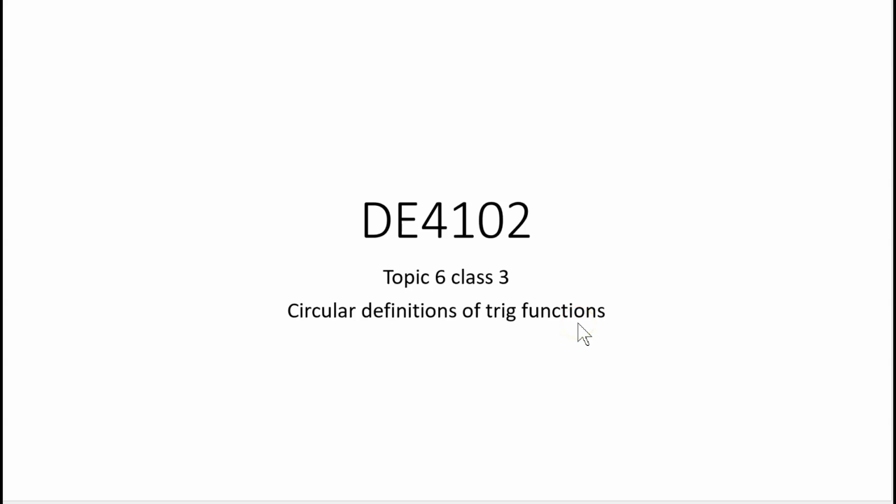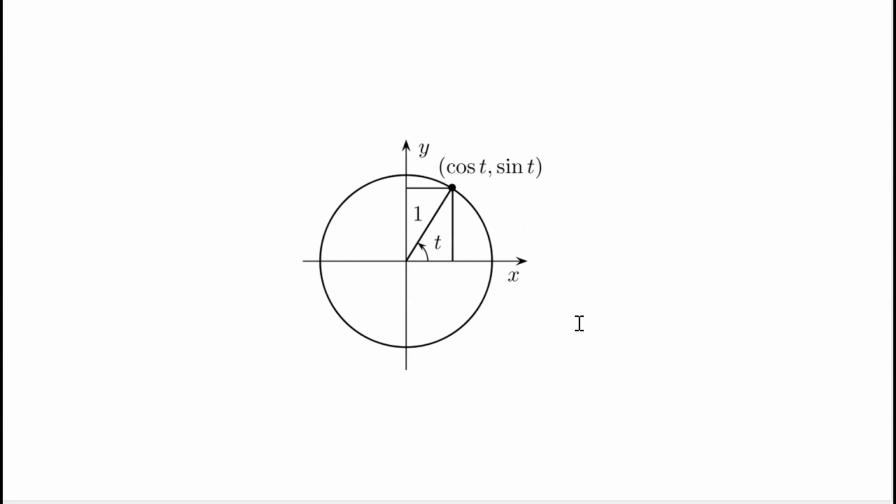This is a short video on circular definitions of trig functions. And the question is, why? Why do we talk about these trig things as being circular functions? We've looked at right-angled triangles, and we've found the sine and the cosine and the tangent of an angle, or we've used the inverse of those to find the angle itself. But we need a little bit more.